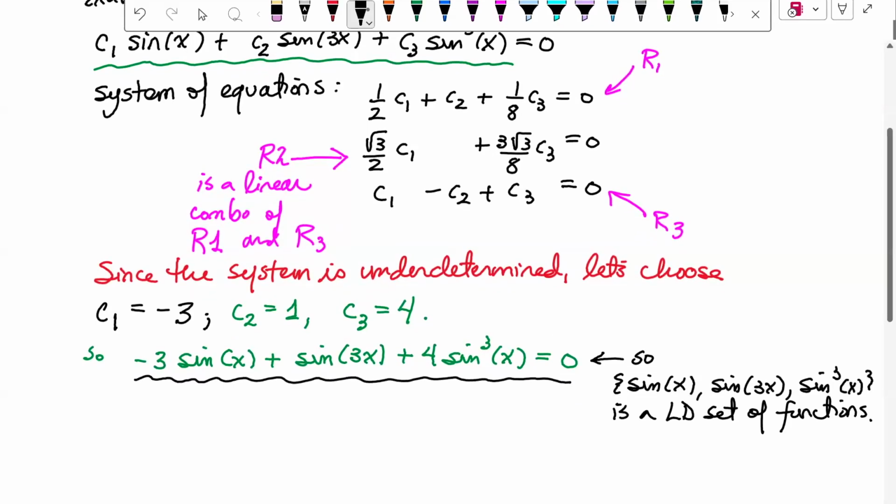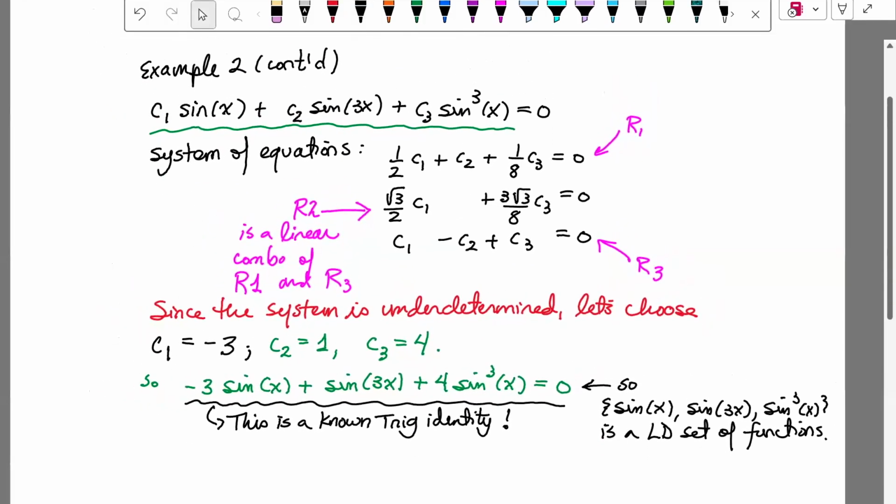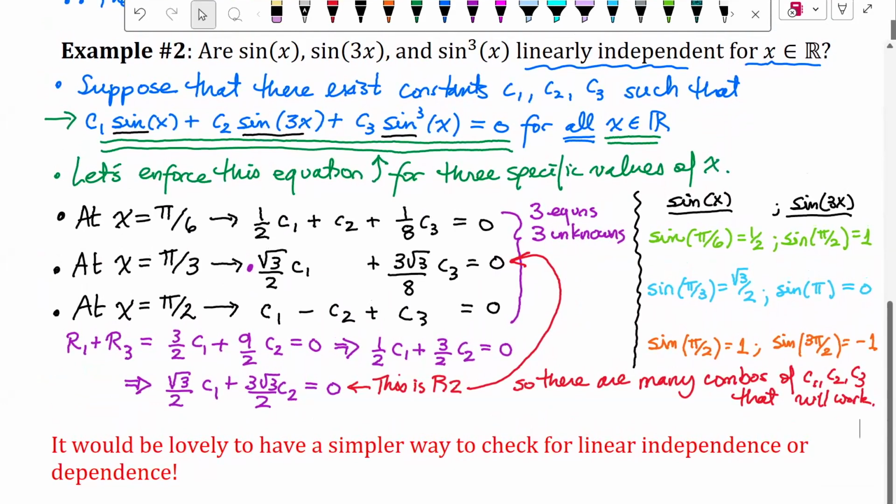One other fun thing I would like to note is that what we have also come up with here is a known trigonometric identity. So with this example, we have been able to show that this set of functions is linearly dependent. I'm going to go back to the previous page. So we have shown linear dependence among those three functions, but it took us a bit of time. And wouldn't it be lovely to have a simpler way to check for linear independence or dependence? That is what we're going to talk about next.